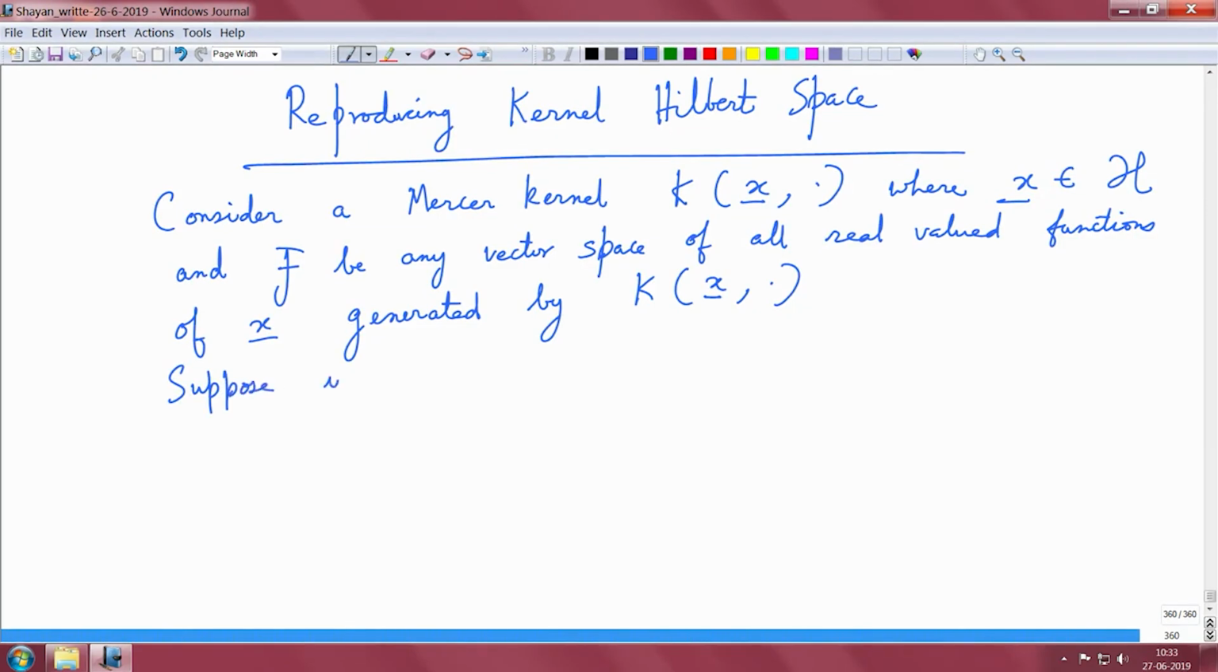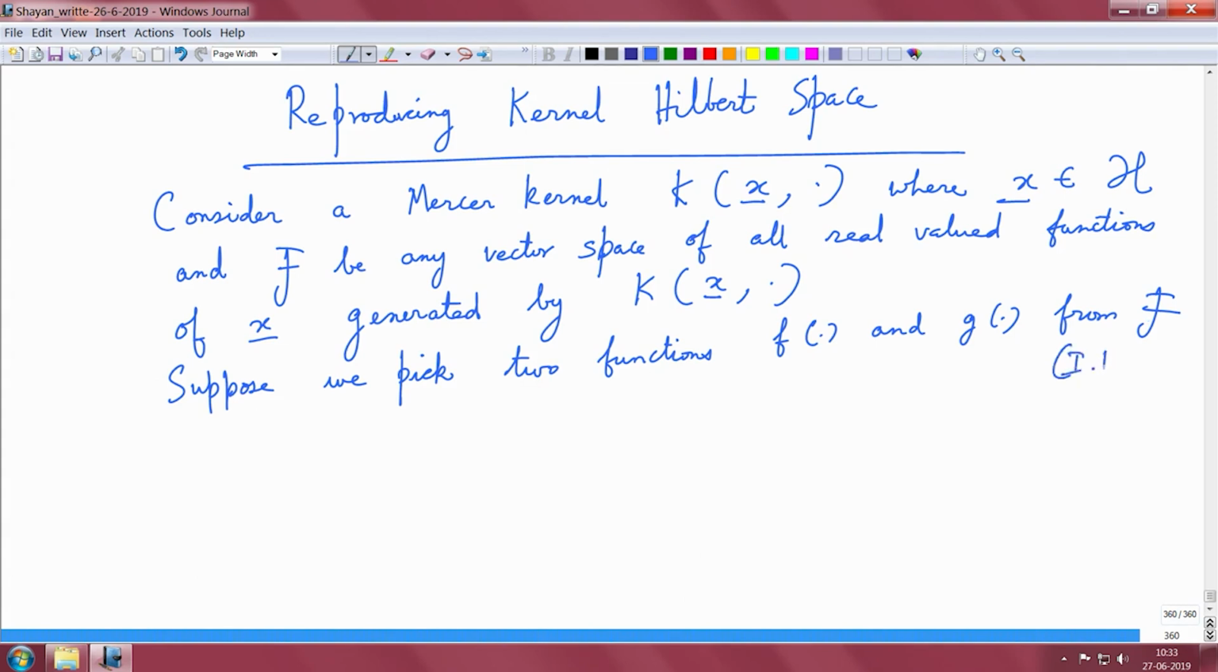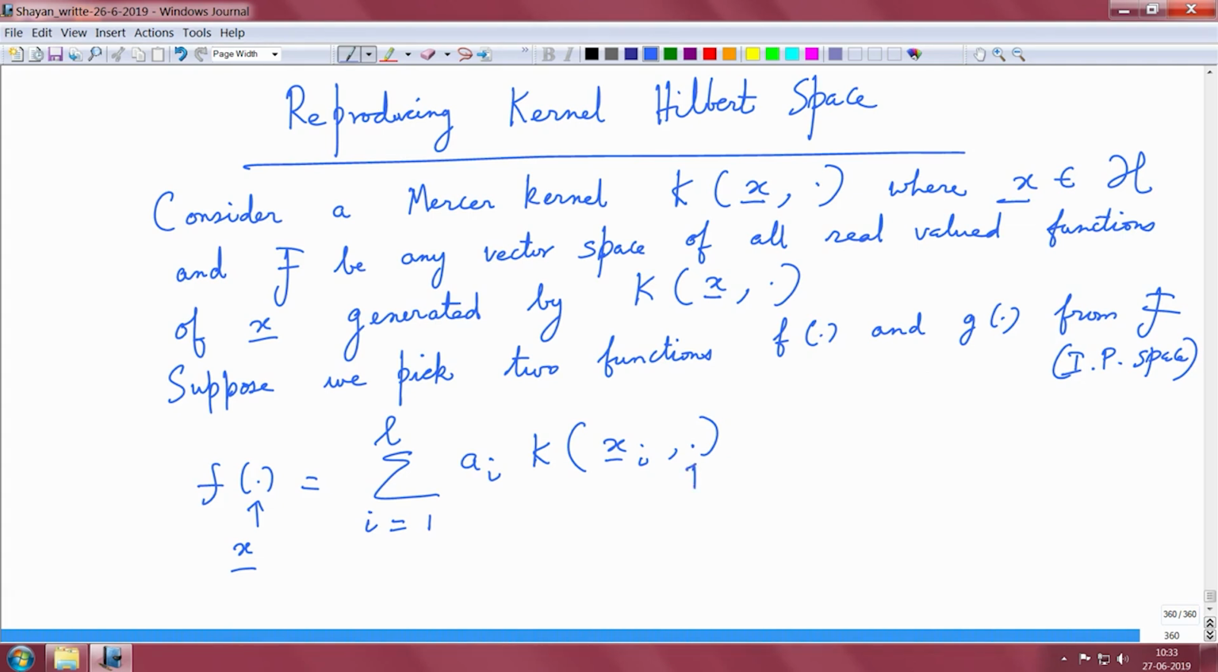Okay. Now, suppose we pick two functions f and g from this space F, which is the inner product space. Then f can be expanded as summation i equals 1 to L of a_i times the kernel acting on x_i and dot. So, this dot indicates it is f of x, right. I can put this placeholder as x. f of x is a linear combination of these kernels. So, the dot indicates it is an x. Okay.